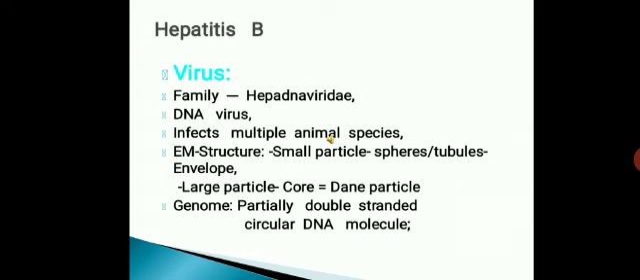Electron microscope shows two types of particles, small particles and large particles. Small particles are spherules and tubules, which are mainly the envelope of the virus. Large particles are the core particle, also known as the Dane particle, which is the main virion. Its genome is a partially double-stranded circular DNA molecule.